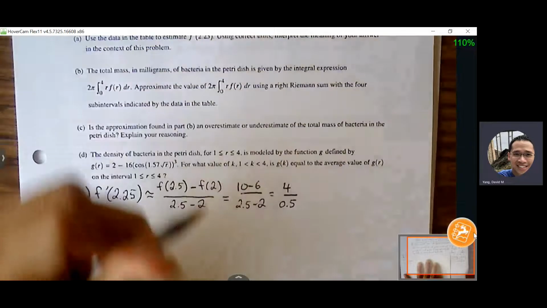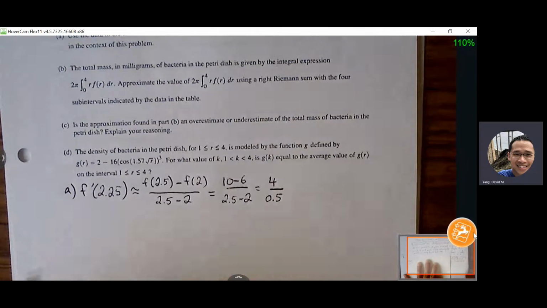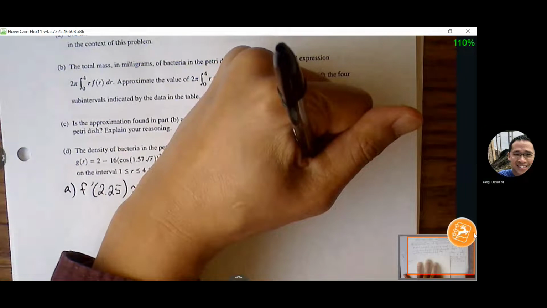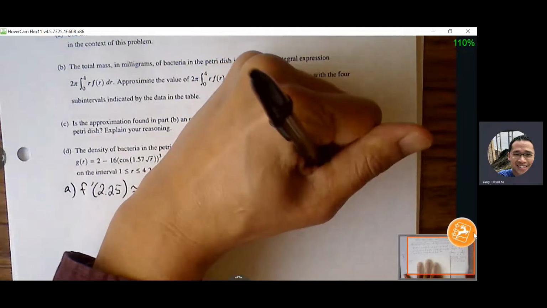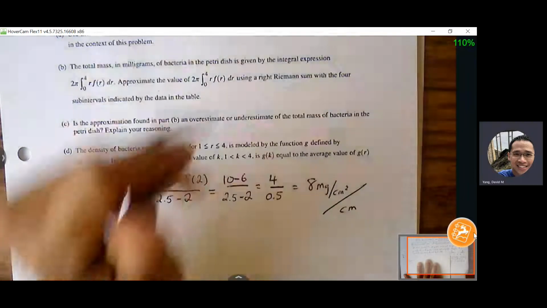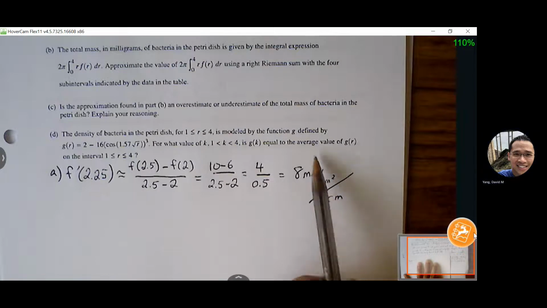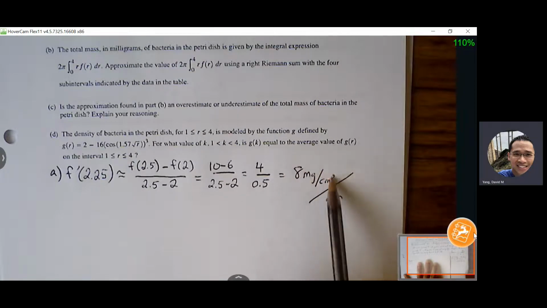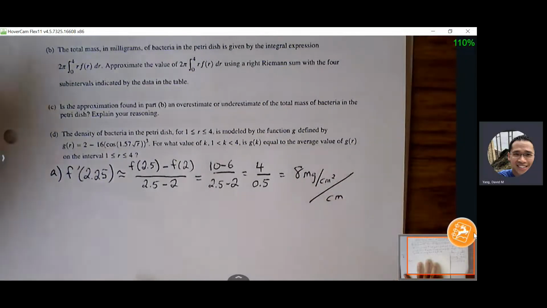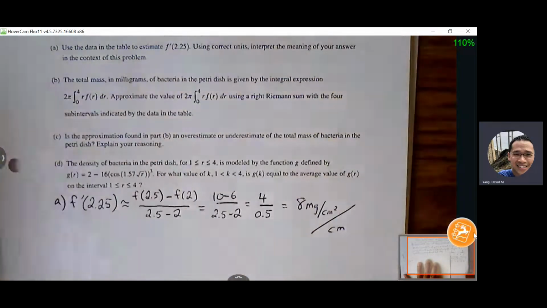And numbers 1 and 2 are calculator active. Okay, calculator active for numbers 1 and 2. Okay, 4 divided by 0.5 is 8. Our units of measure: F of r is milligrams per centimeter squared, but it's per centimeter. You can write it this way, or you can write it as milligrams per centimeter cubed. Basically, we're taking the units of the numerator and dividing by the units of the denominator. We also need to interpret the meaning of your answer using correct units.